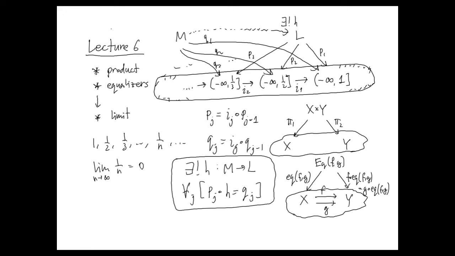Okay. Of course, what we want to prove now is that the limit of this diagram is 0. In other words, we actually want to prove that we could choose L to be the set minus infinity 0.